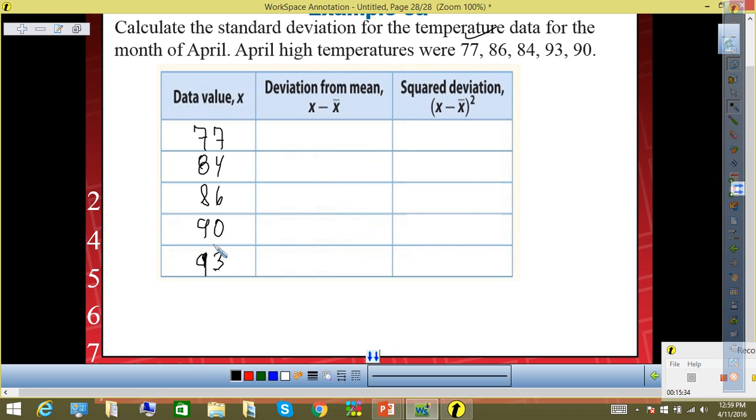Talk it over with your neighbors. What do you need to do with those? How do we find the mean? Add them all and divide by the number, which is 5, and that's how we find our mean. So let's see. Add those up, please. Find me the sum.